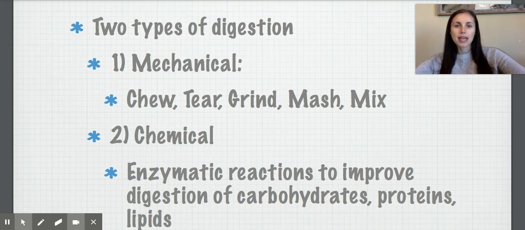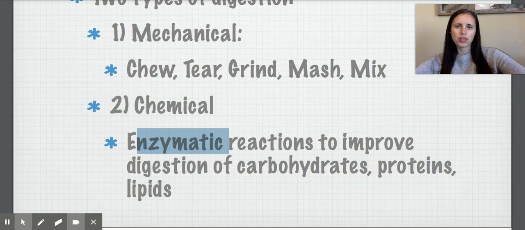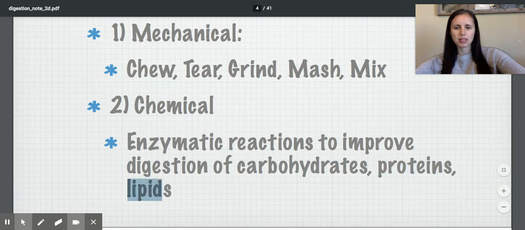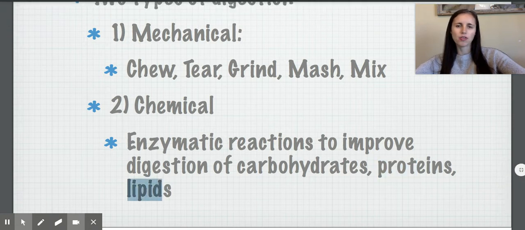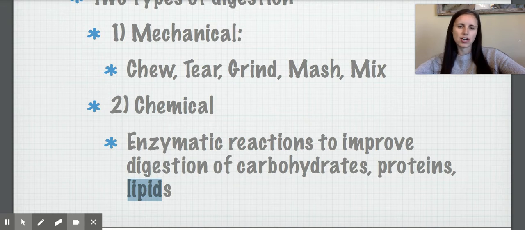The next is going to be chemical digestion. So chemical digestion is using chemicals to break that food down further. Those chemicals are called enzymes. So we call these enzymatic reactions, and it's going to help to improve the digestion of carbs, proteins, and lipids. So today we're going to be talking about the breakdown of three different macronutrients: carbohydrates, proteins, and lipids. All three of these are required for your body for energy, and all three of these are broken down at different times in your digestive system.